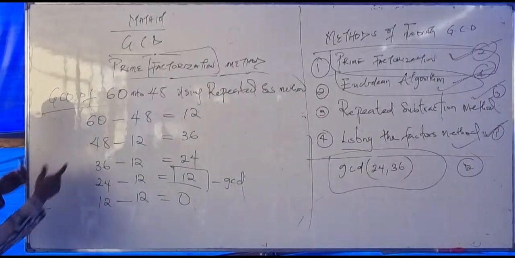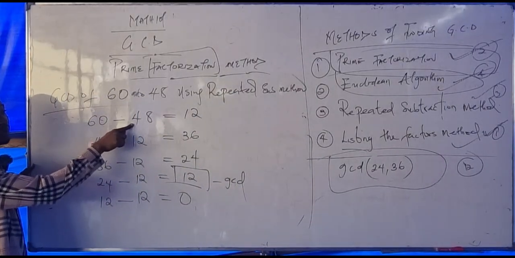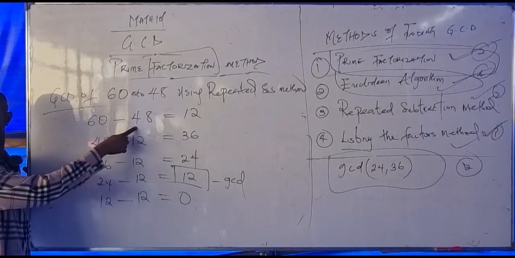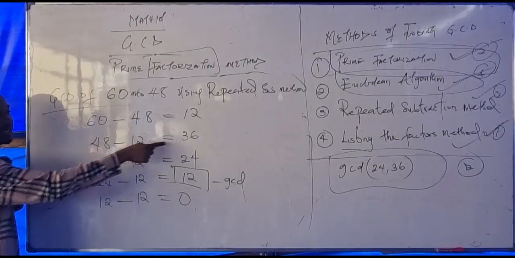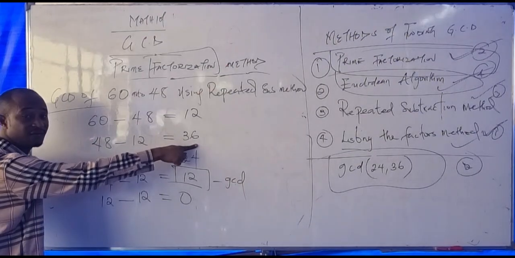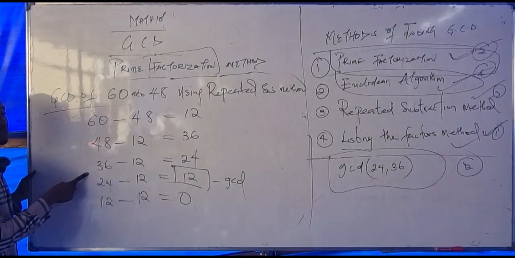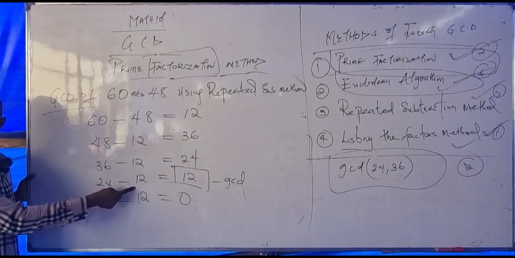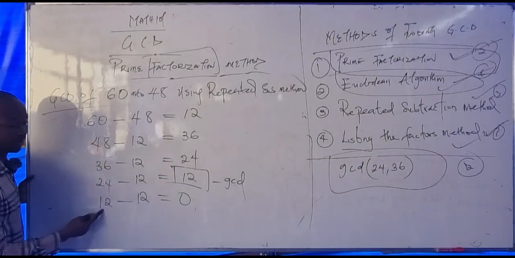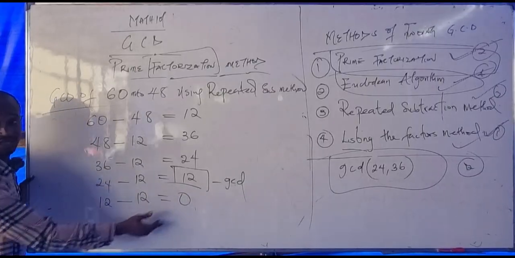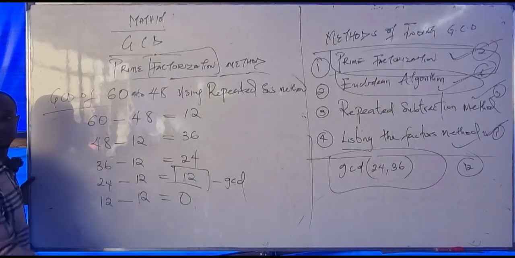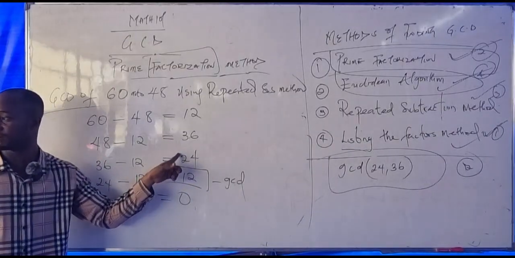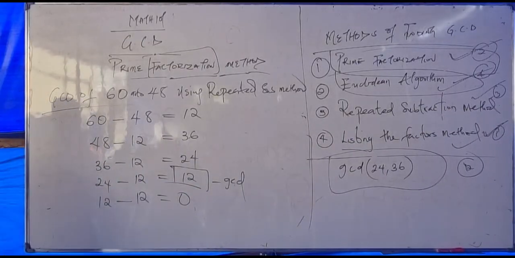So what did we do here? 60 minus 48 is 12, Abi? Between these two again, which is bigger? 48 minus 12. What do you have? 36. Are you following? 36 minus 12. What do you have? 24. 24 minus 12. What do you have? 12. Here becomes 12 minus 12. What do you have? 0. Therefore, if my 0 is here, what's my GCD? 12. Are you following? Or you have solved this for me, all of you?